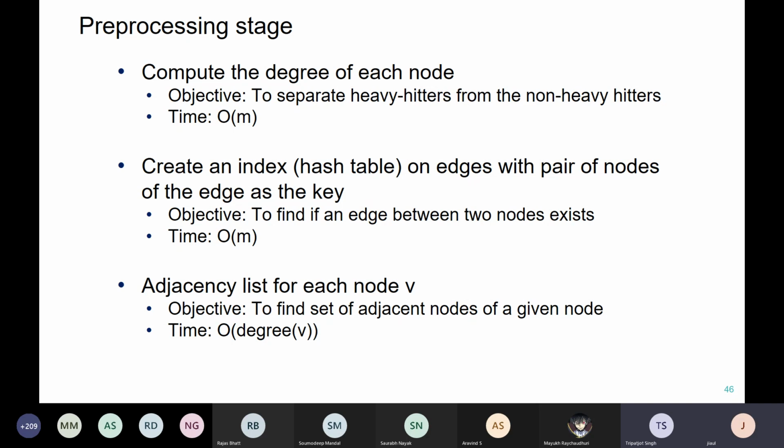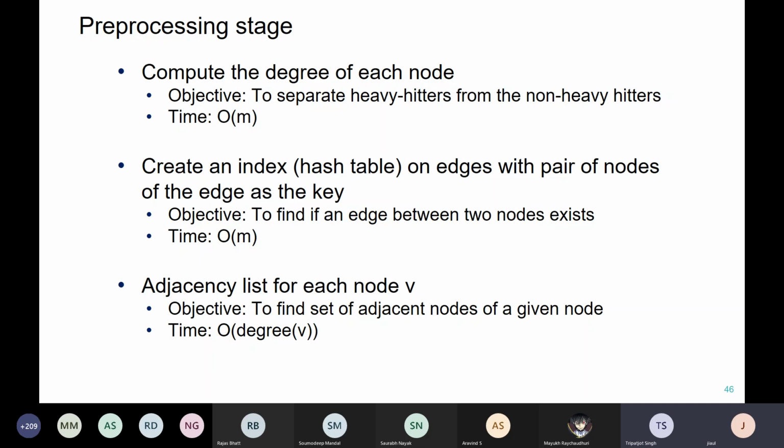Now the second thing: we have to create an index on edges, and the index will consist of the pair of nodes as the key. Why do we need this? We need this to quickly find out whether an edge between two nodes exists or not. So you have to maintain some kind of data structure.